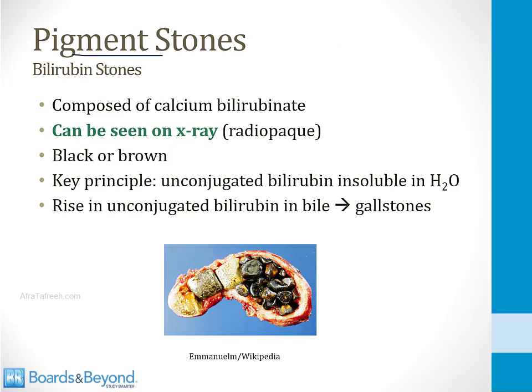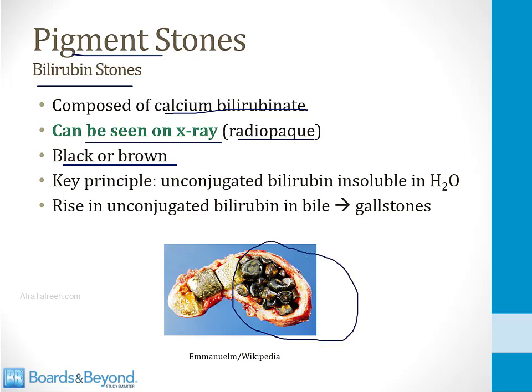Cholesterol gallstones are the most common type of gallstones, but there is another type of gallstone called pigment stones or bilirubin stones. The reason they're called bilirubin stones is because they come from excess bilirubin. They are composed of calcium bilirubinate. Unlike cholesterol gallstones, they are visible on X-ray. They're called radio-opaque. They're usually black or brown in color. If you look at this picture on the screen, there is a collection of dark gallstones in this patient's gallbladder, and those are pigment stones.